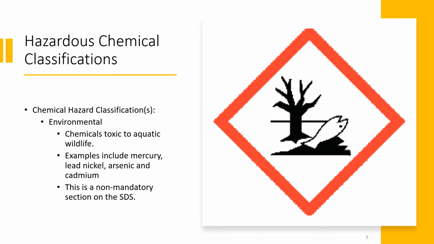The next one is a non-mandatory section on the SDS, environmental. This is going to be the one that has the dead tree with the dead fish by it. So this is basically chemicals toxic to aquatic wildlife. When we think about this, we go, of course, also back to history, and we think about when we learn about the Romans and all the rest with their use of mercury, lead, nickel, arsenic, cadmium, all that stuff. We know that not only is it bad for humans, but if it gets down into the environment, it can also be bad for the trees and fish.